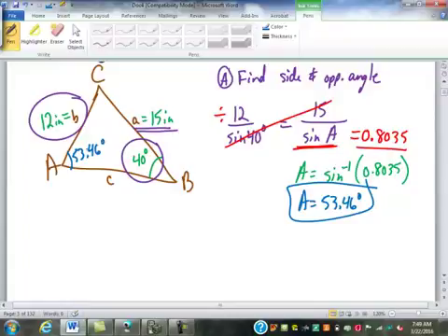Now at this point, I need to find side C. Or angle C, I should say, right here, right? How am I going to do that? Add them together, subtract from 180. So 93.46 from 180 is 86.54 degrees.